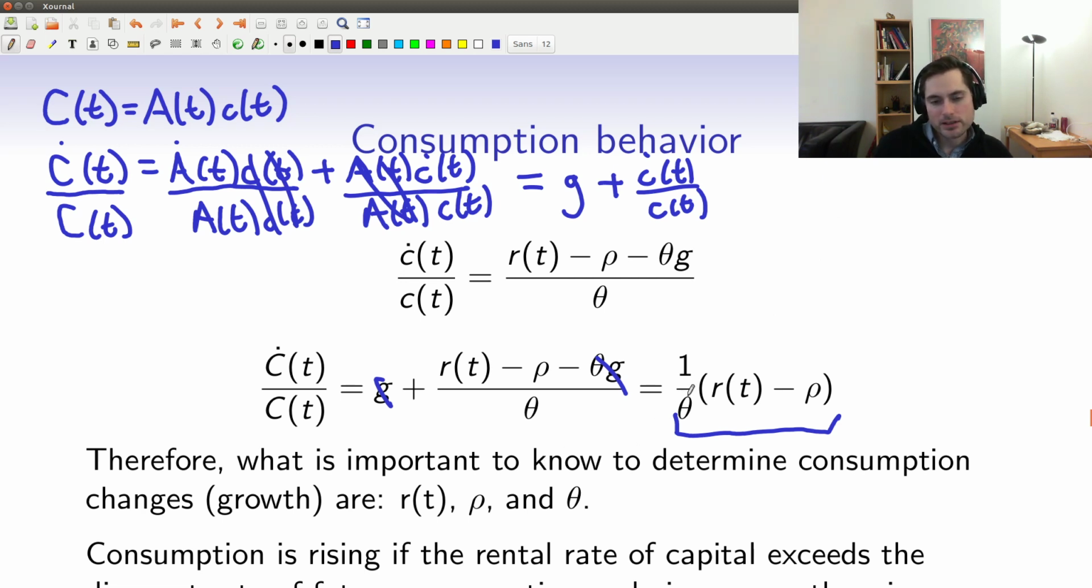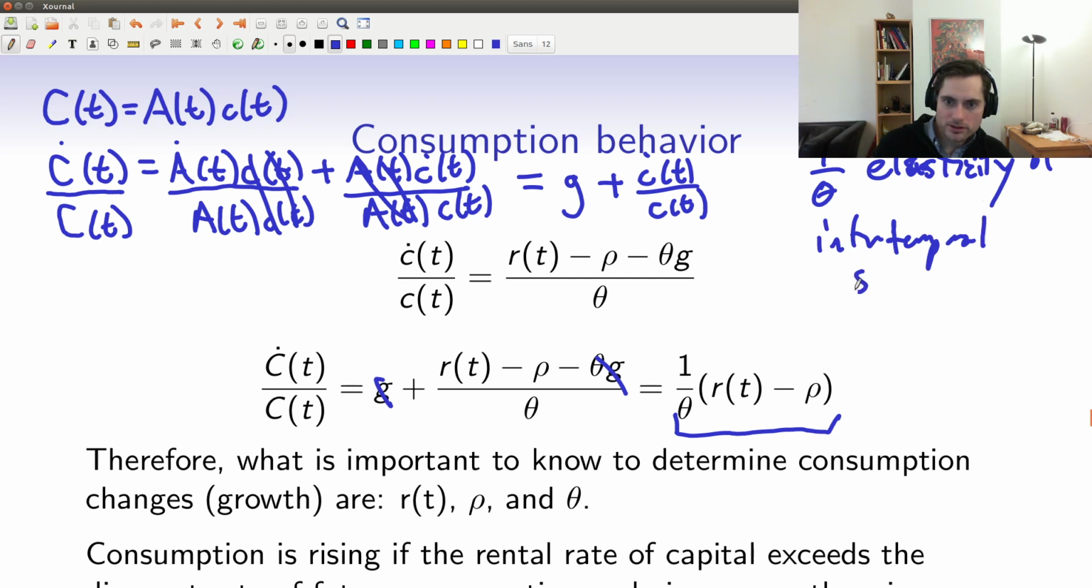So 1 divided by theta is something we call the elasticity of intertemporal substitution. So the bigger is this term, the more consumption growth reacts to changes in the interest rate. The smaller is this term, the less consumption growth reacts to changes in the interest rate. Okay, so that's why it's called the elasticity of intertemporal substitution. That's all there is to say about that.